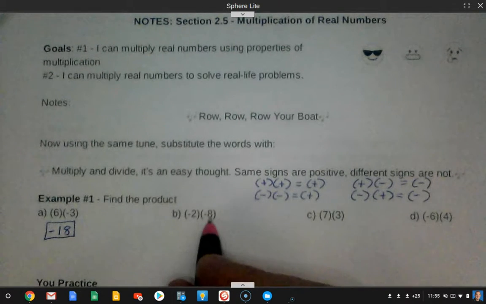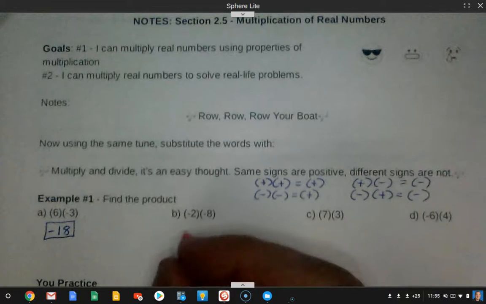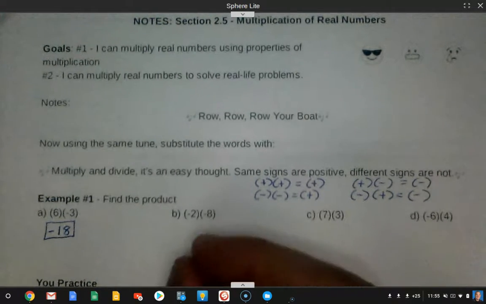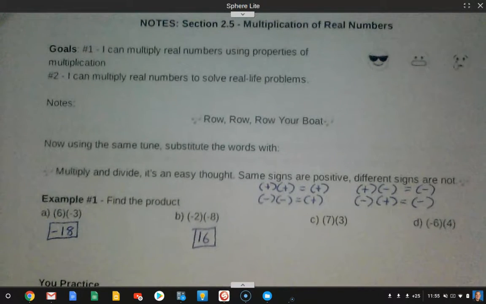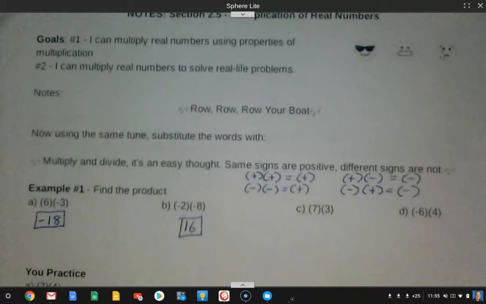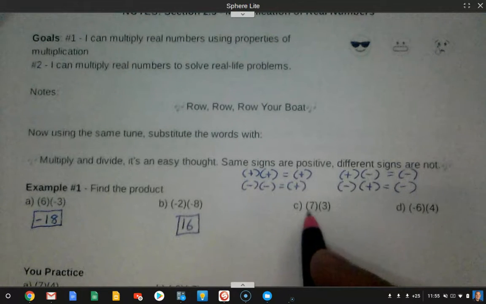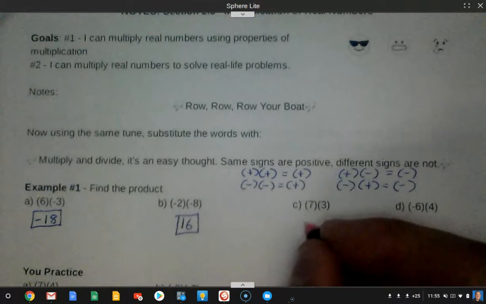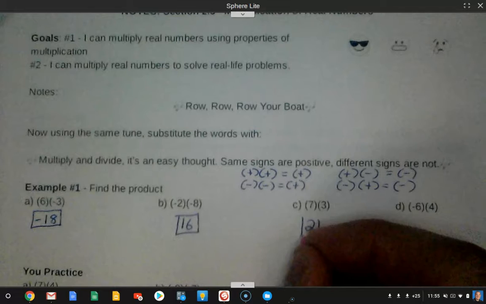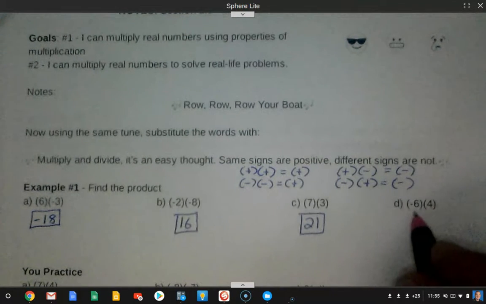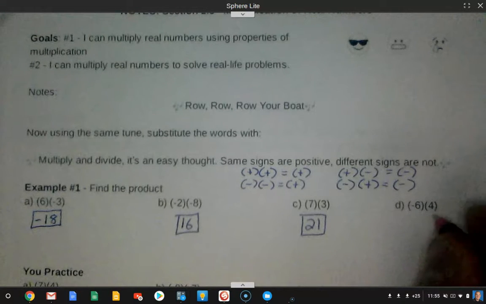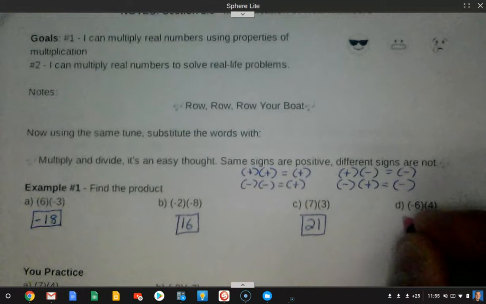If I take negative 2 times negative 8, the signs are the same, so it's going to be a positive number. 2 times 8 is 16. Letter C, my signs are the same, so it's going to be positive. 7 times 3 is 21. Letter D, negative 6 times 4. The signs are not the same, so it's going to be a negative. So it's going to be negative 24.